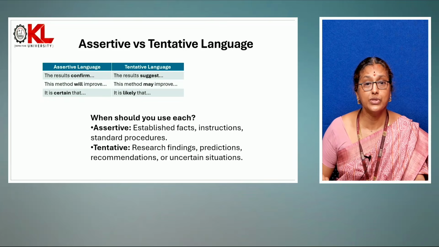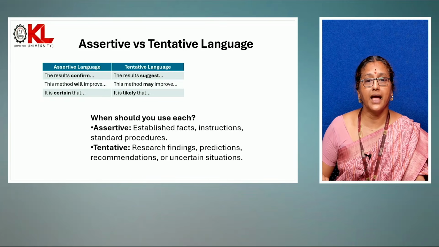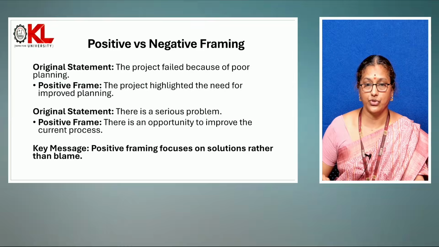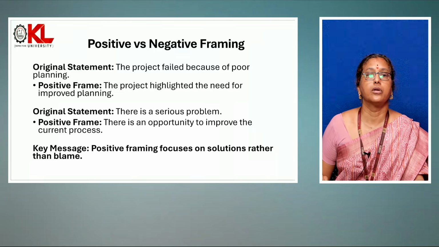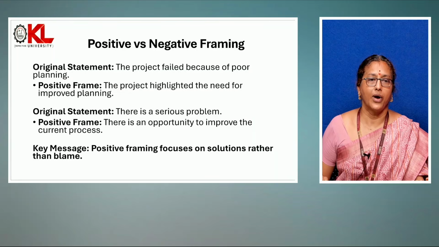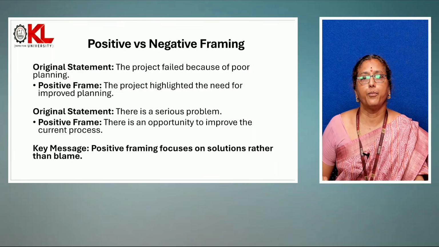When should you use them? Assertive language: established facts, instructions, standard procedures. You have to use assertive language. Tentative language: when you are talking about research findings, predictions, recommendations, and uncertain situations. Positive versus negative framing. We will take an example and try to understand it. The project failed because of poor planning.